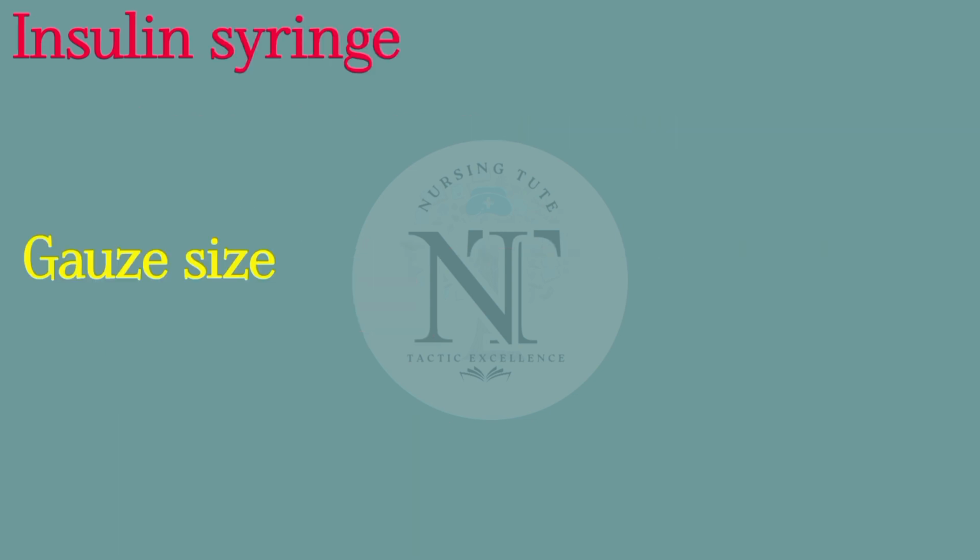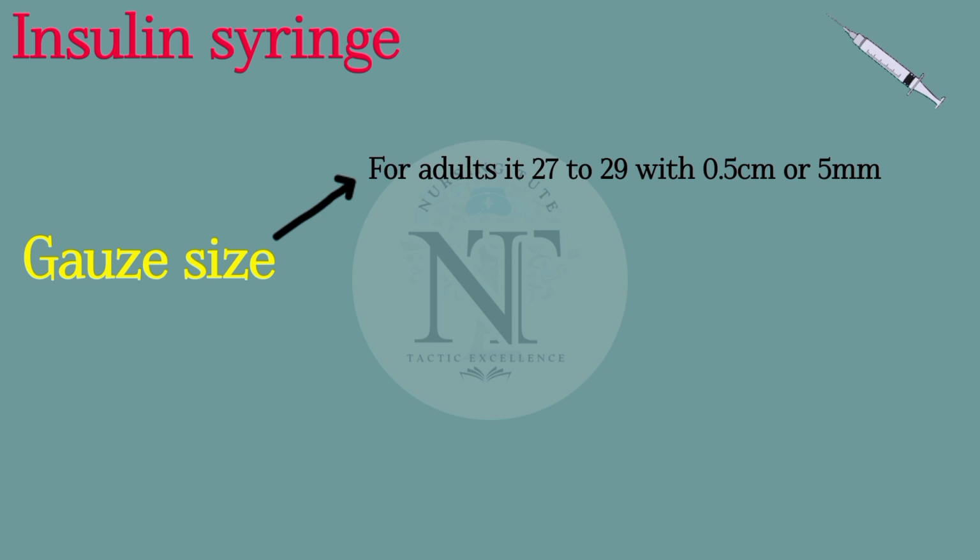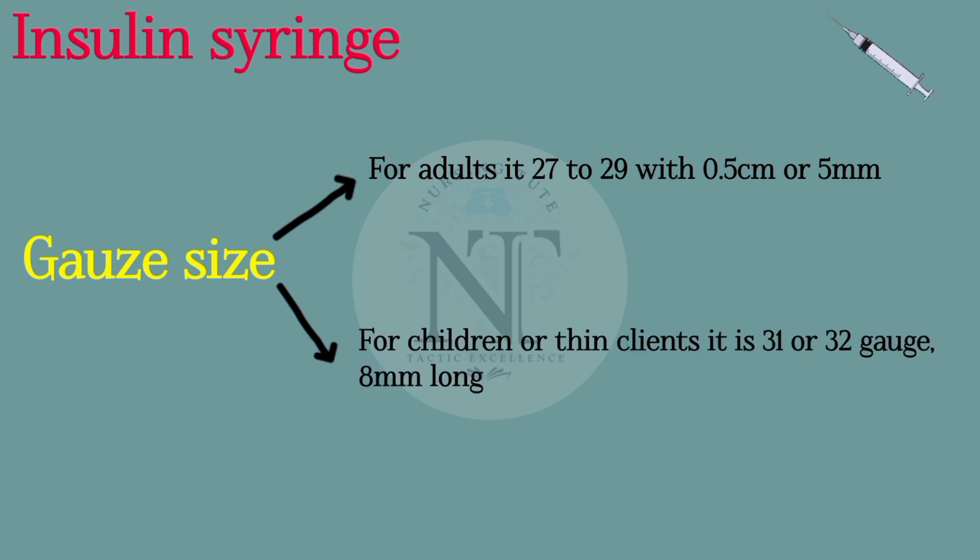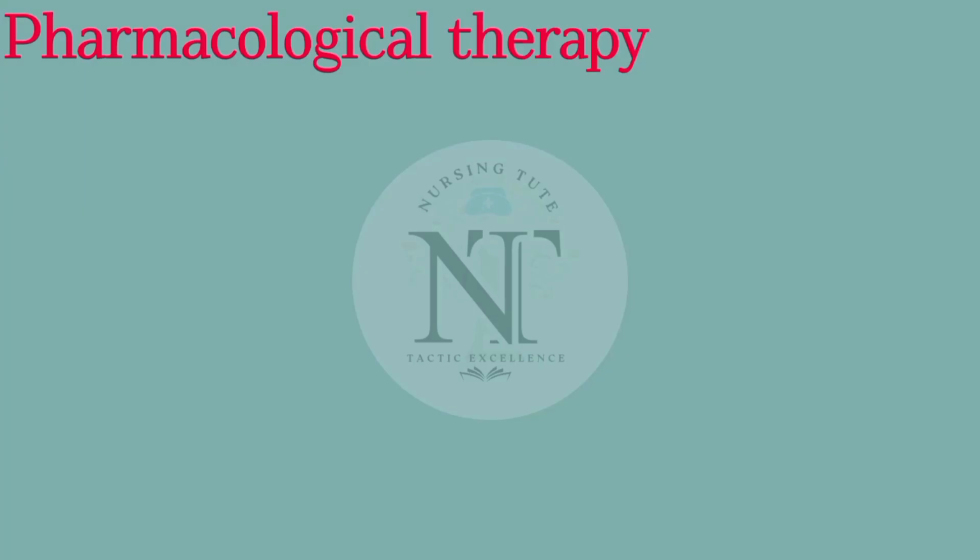Insulin syringe, the gauge size for adults is 27 to 29 with 0.5 centimeter or 5 millimeter length. For children or thin patients, it is 31 or 32 gauge with 8 millimeter length. The next pharmacological therapy is oral hypoglycemic agents.